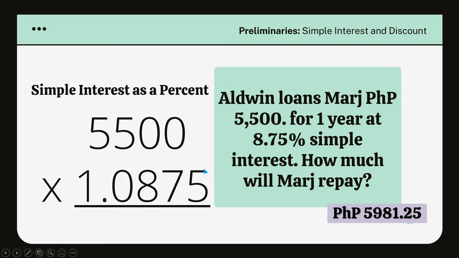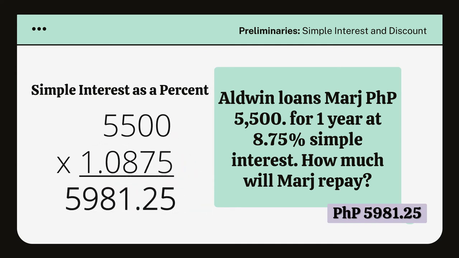This is the shortcut. 5,500 multiplied by 1.0875, and you will get 5,981.25. So I'm not going to explain why it became 1.0875. Let me really check if you're watching this. So I'm going to wait for your comment down below as to why this specific question requires us to do it this way. Anong reason kung bakit possible itong ganitong paraan? Okay, so I'm gonna wait for that. Let's go to the next question.